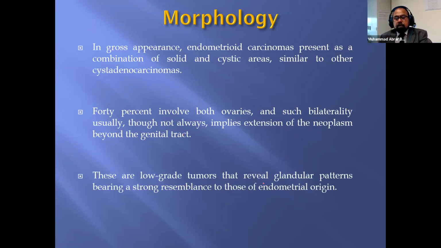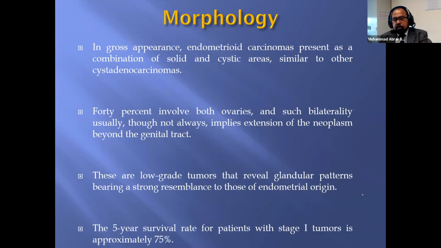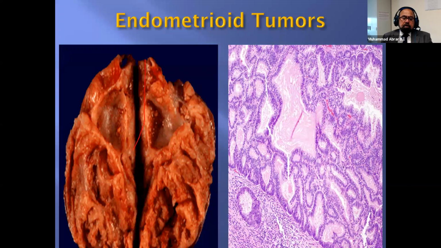There are low-grade tumors that reveal a glandular pattern bearing a strong resemblance to endometrial origin, and the 5-year survival rate in stage 1 tumor is 75%. So the prognosis of this tumor is very good. So this is how it looks. This is a gross picture of endometrioid carcinoma.